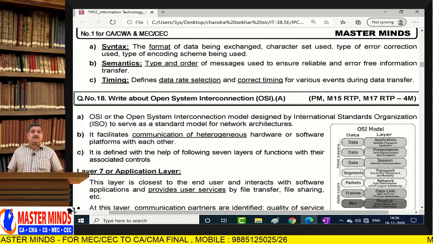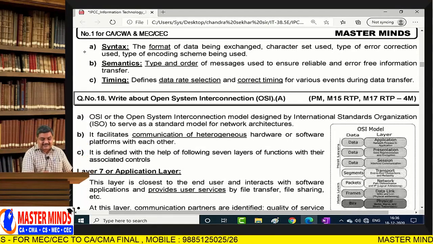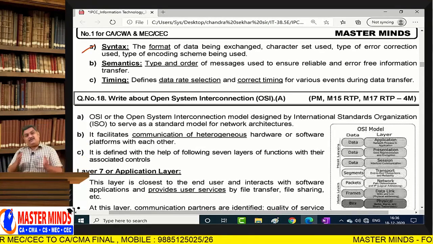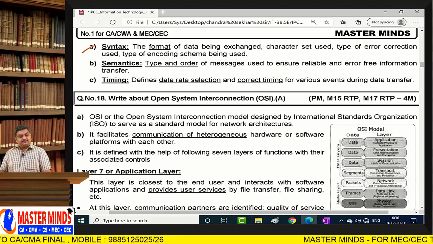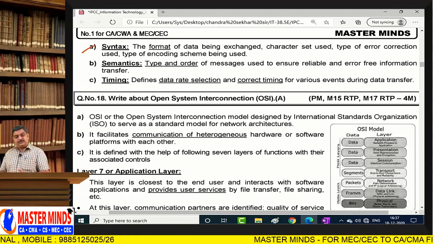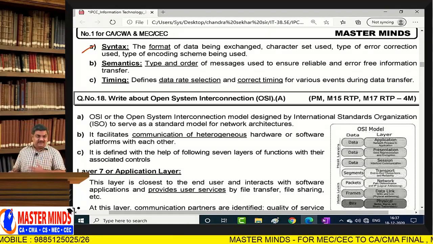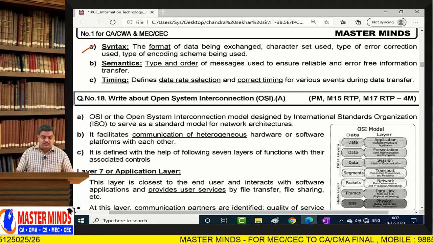Everything in the network communication will be handled by the protocols. What are they? Syntax. Syntax means what? How to convert the data, how to transfer the data, how much data to transfer, what are the rules and regulations, what character sets ought to be used, what type of error correction should be done to the messages. Everything is taken care by the protocols.